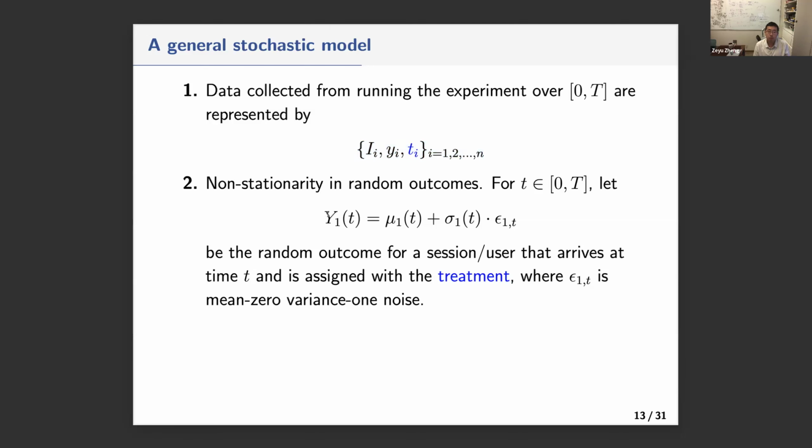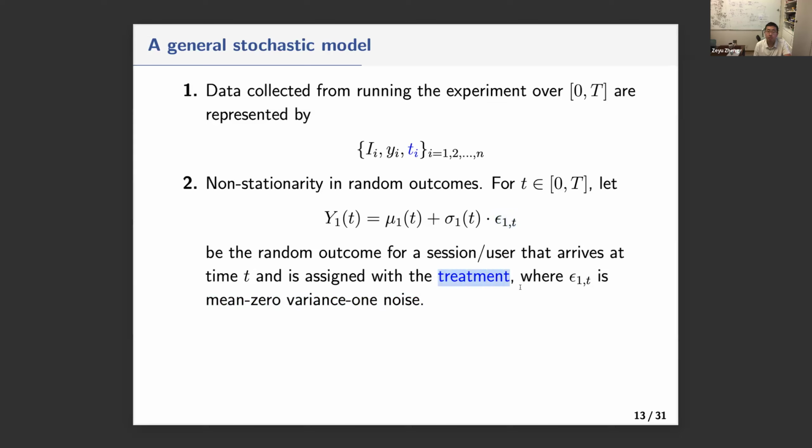And the model, in terms of non-stationarity and the random outcome: if a user starts at time t, let's say Monday morning at some specific time, we're presuming the random outcome has mean mu1(t), standard deviation sigma1(t), and also a noise here, which we presume has mean 0, variance 1. We have slightly more assumptions for the variance, requiring a little more than the existence of a second moment, for the proof of the central limit theorem. But here we're not presuming a specific distribution form.